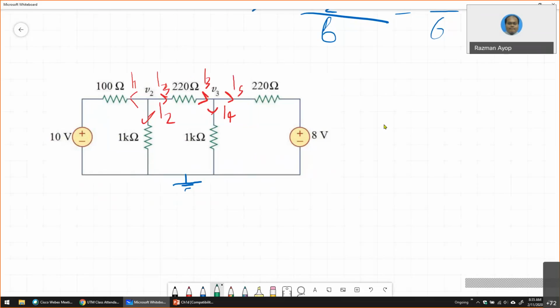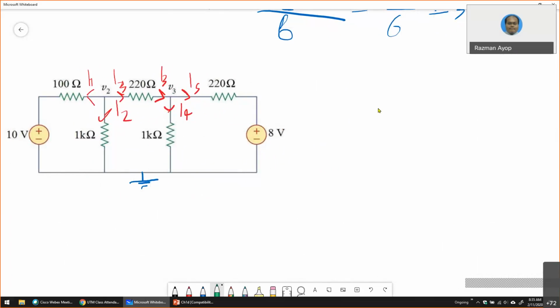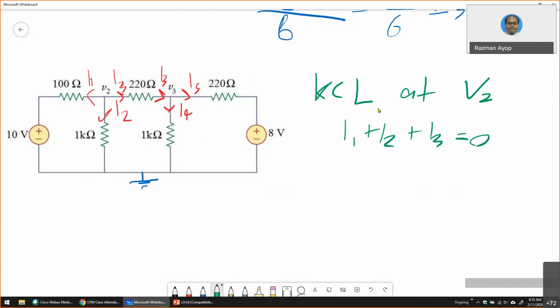So how to apply Kirchhoff current law? KCL at V2, all goes out. So I1 plus I2 plus I3 equals to 0. I1 is quite different because you have a voltage source. If you can see here, there is a voltage source. So how to do this? For I1 it is V2 minus 0, from V2 to 0.